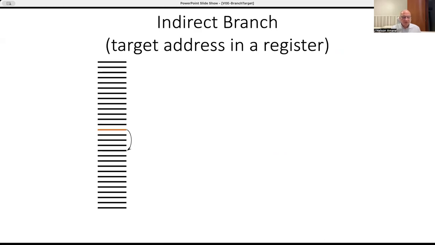So next, let's talk about indirect branches. In an indirect branch, the target of the branch is stored in a register. So consider that branch that I have here. This illustration shows a series of instructions, and I'm focusing on that red line in the middle. That's the branch. The first time that the branch is executed, it has the target indicated in the figure.